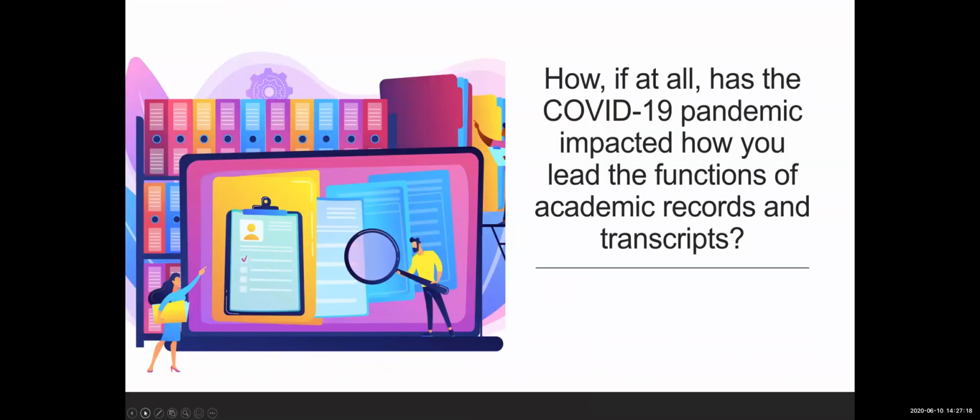So the next one, how, if at all, has the COVID-19 pandemic impacted how you lead the functions of the academic records and transcript area? I like the "if at all" phrase. That's pretty amusing.